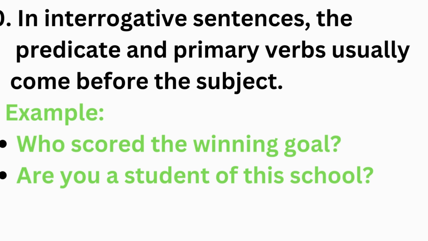But that is a WH question. Now, let's pay attention to the yes or no question, because this is where the verb comes before the subject. Are you a student of this school? The verb is are. The subject is you here. Okay. Are you a student of this school? And then this is the complement, so we can call this C. Are you a student of this school? The verb comes before the subject, and that is the rule that applies to interrogative sentences.